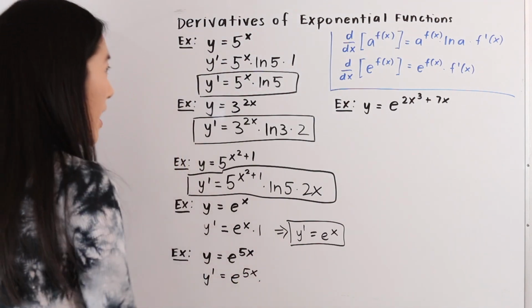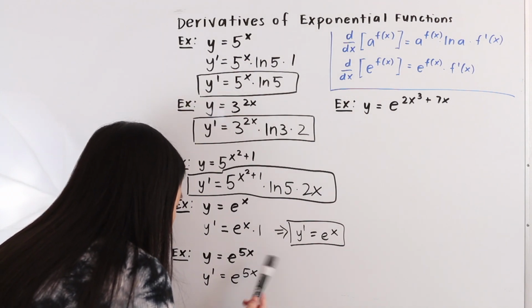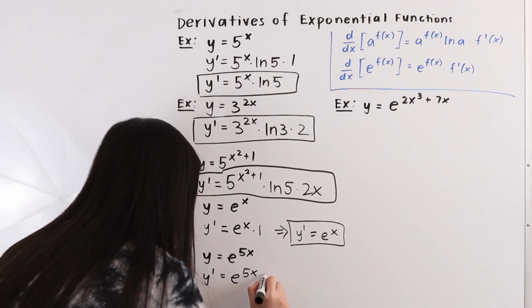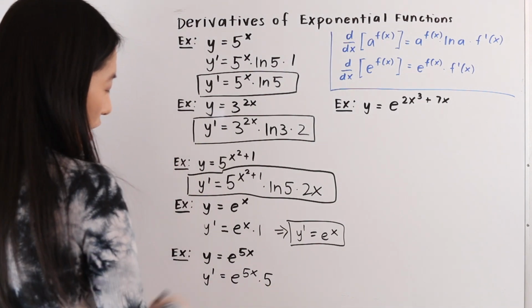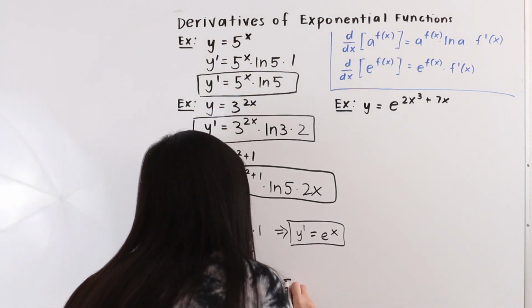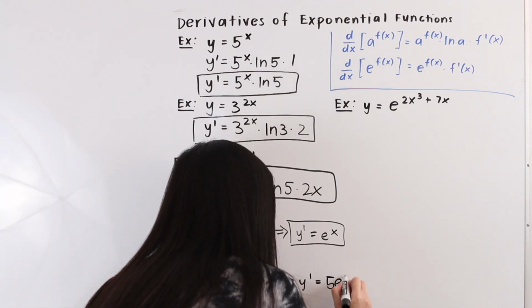And we're going to multiply by the derivative of our exponent. And so here our exponent is equal to 5x. And so the derivative of 5x is just equal to 5. And let's go ahead and rewrite this and put our constant out in front. So we have y prime is equal to 5e to the 5x.